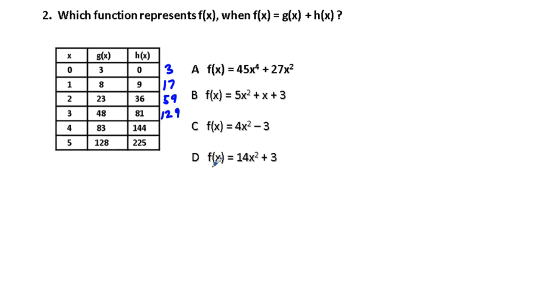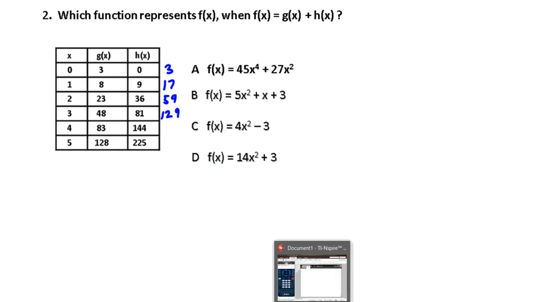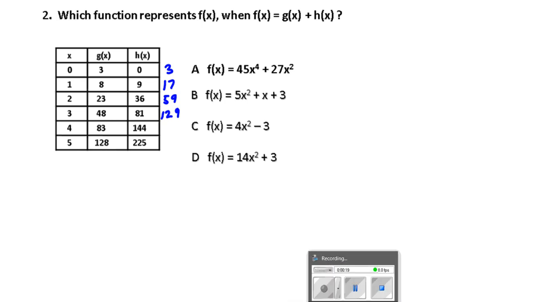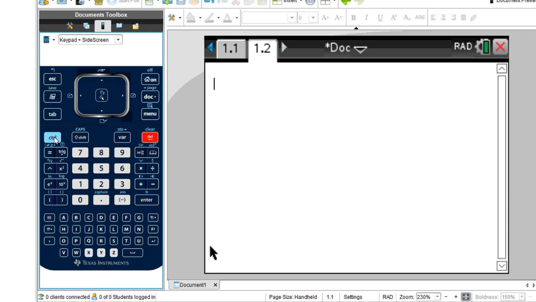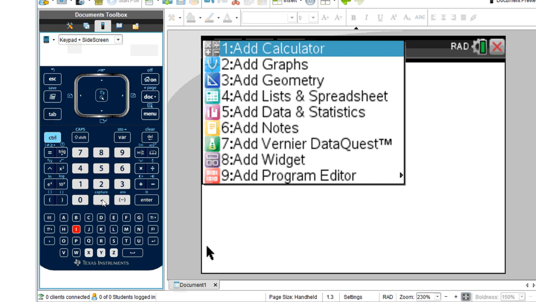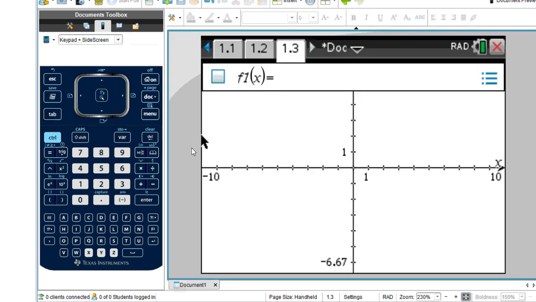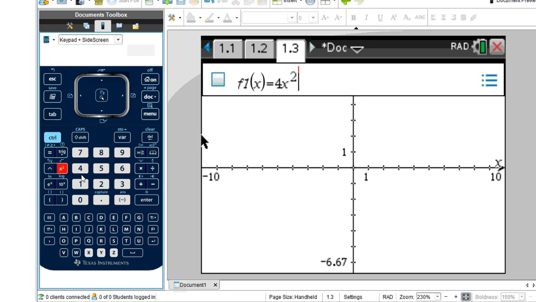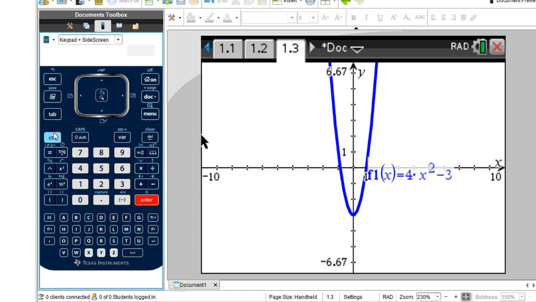These should be enough to help us figure it out. So we can plug in the answer choices and see which one would be correct. I'm not exactly sure which one it is. I'll try answer choice C. Okay, we go to the calculator, and we're going to get a graph page. Add graph. Answer choice C, 4x squared minus 3. And we graph that, but the thing we're going to look at is the table view.